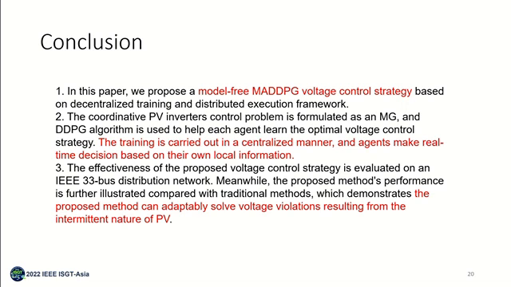The effectiveness of the proposed voltage control strategy is evaluated on an IEEE bus distribution network. Meanwhile, the proposed method's performance is further illustrated by comparison with traditional methods, which demonstrates that the proposed method can adaptively solve voltage violations resulting from the intermittent nature of PV.